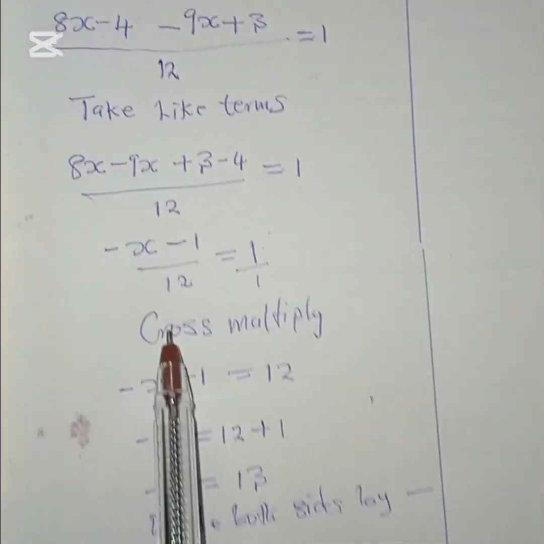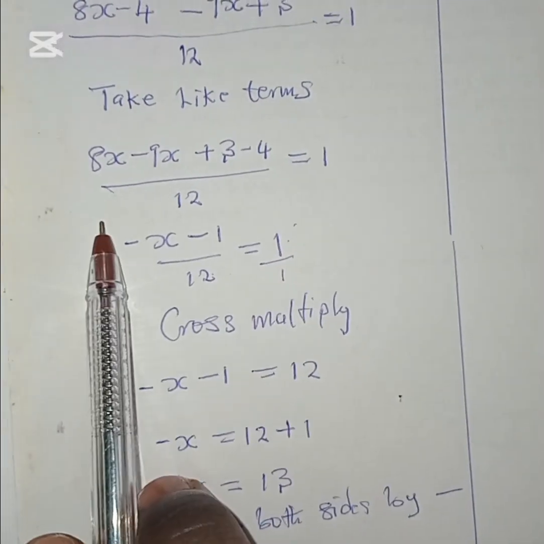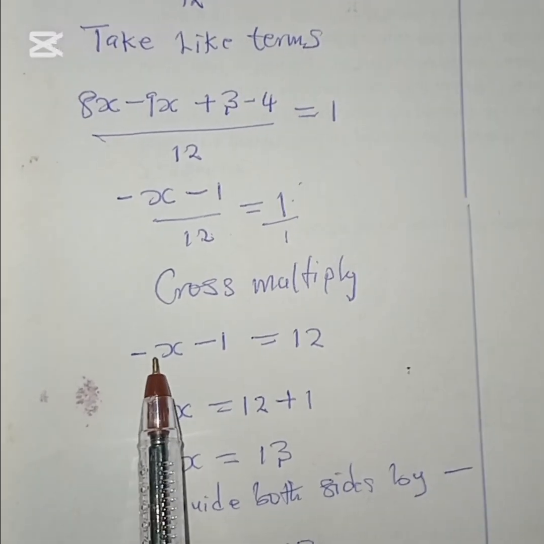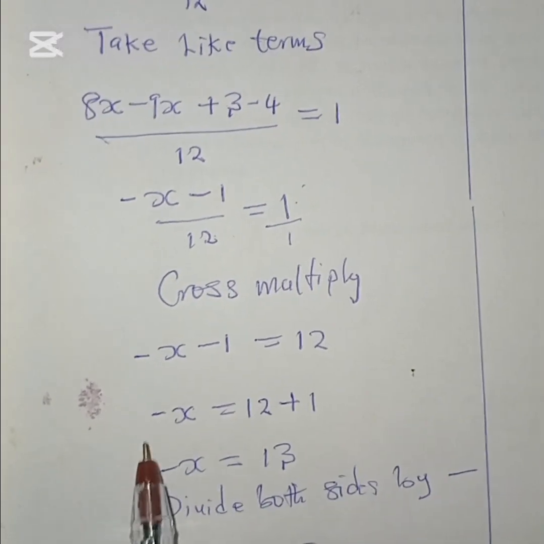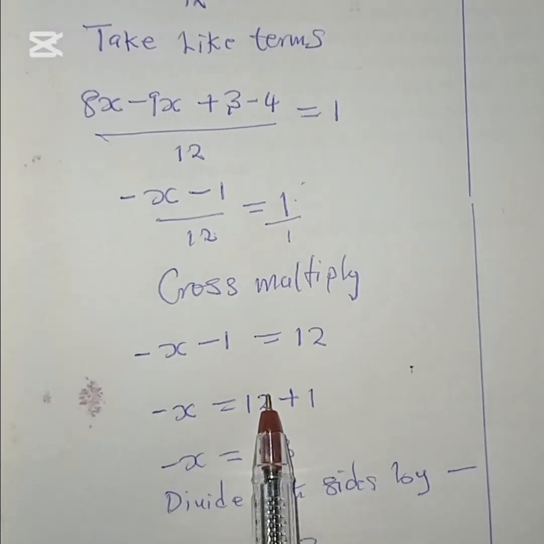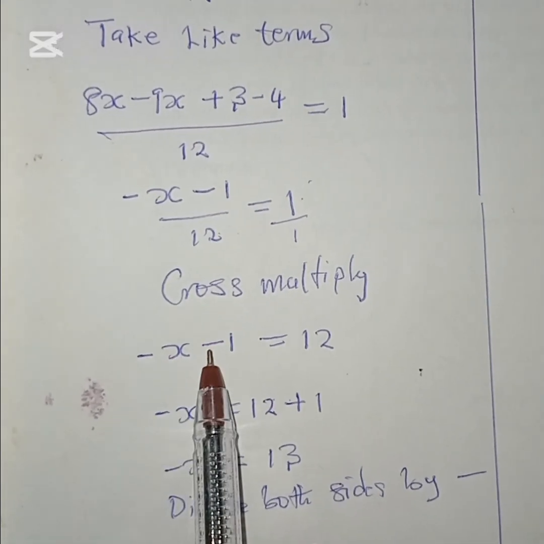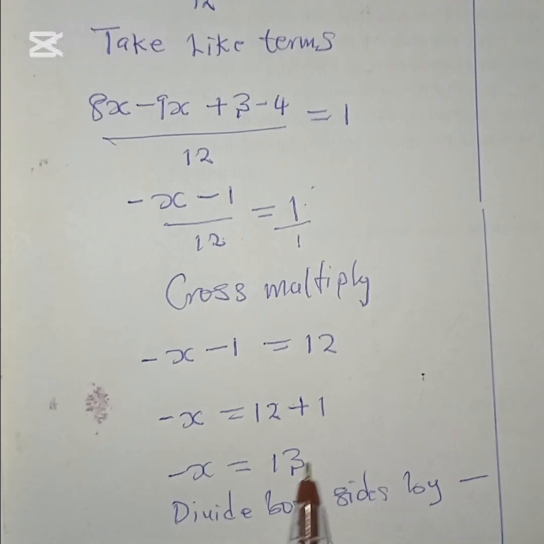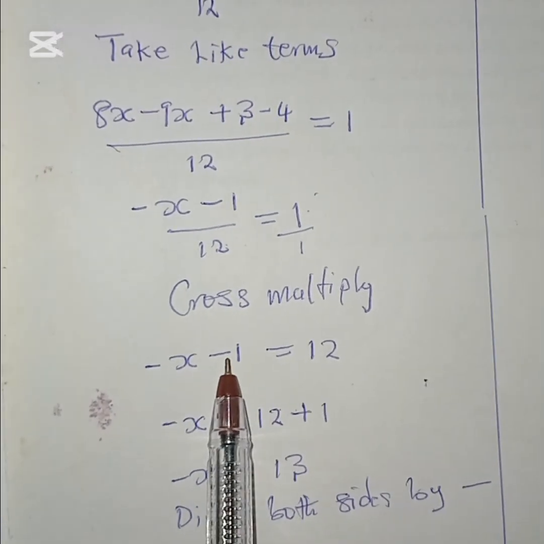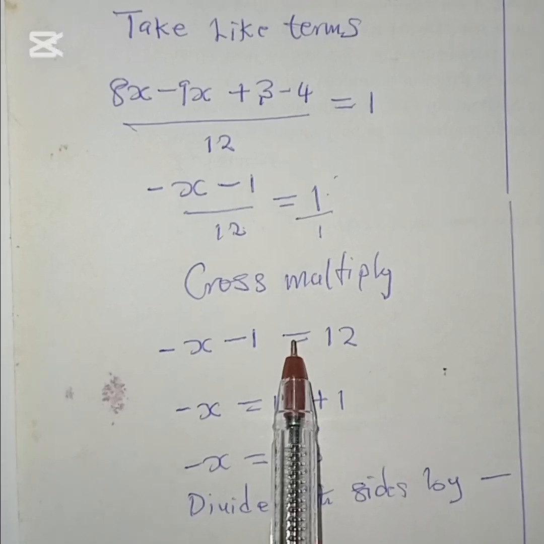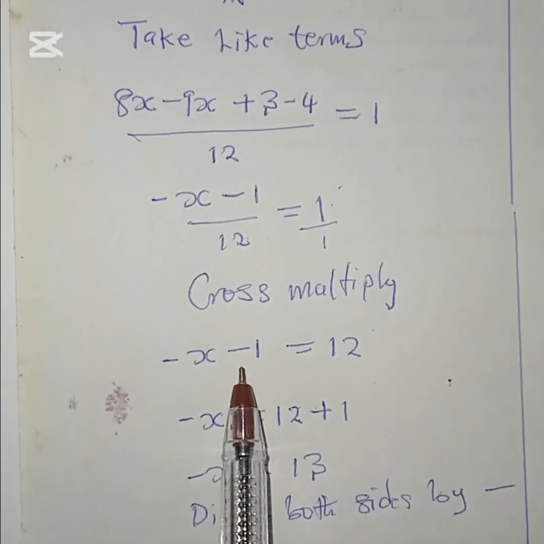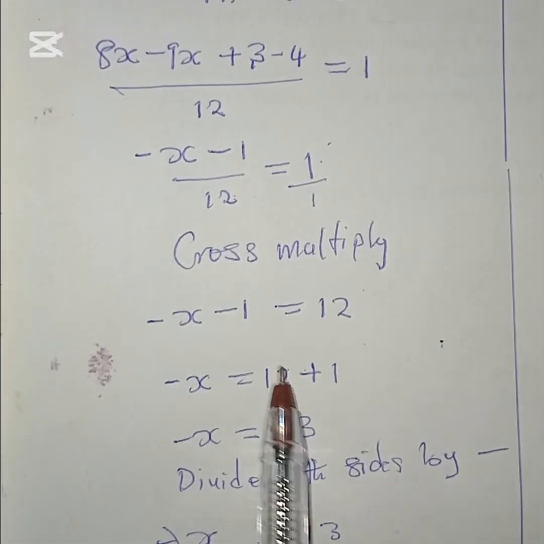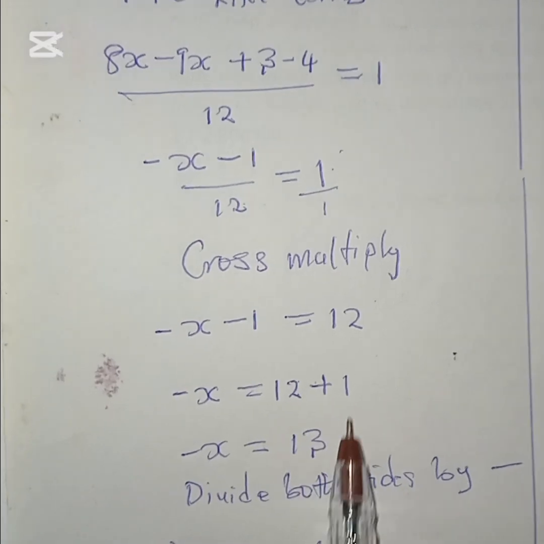Then the next thing is to cross multiply. You do that, you have minus x minus 1 is equals to 12. Now minus x is equals to 12 plus 1. That is negative 1. Minus 1 will cross over the equality sign to become what? Positive. Remember, if a negative sign crosses an equality sign, it turns to positive sign. If a positive sign crosses the equality sign, it turns to negative sign. So that's why this minus 1 now becomes plus 1.